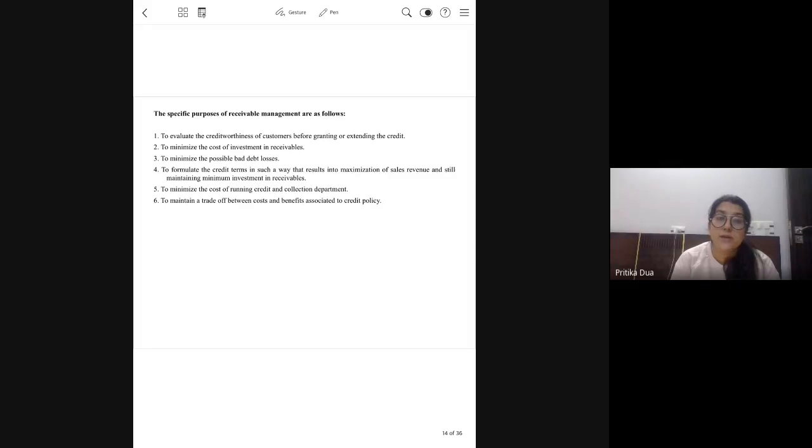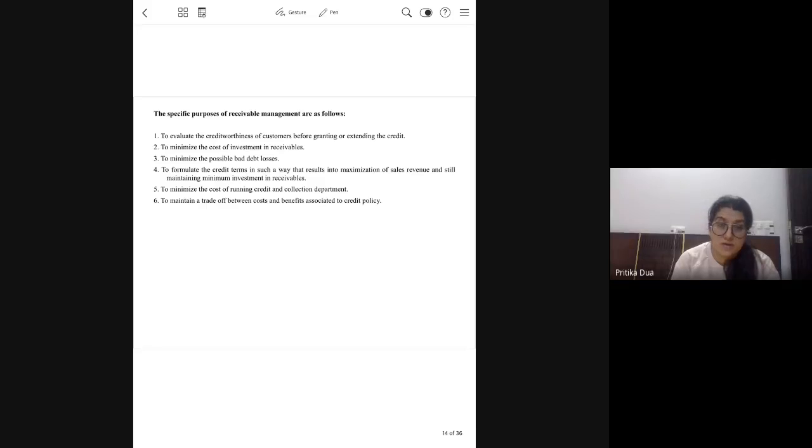Then next is to minimize the cost of investment in receivables, to minimize the possible bad debt losses. Okay, so bad debt losses कैसे आप minimize कर सकते हो? By checking the credit history of the customer. Next is to formulate the credit terms, minimize the cost of running credit and collection department, and to maintain a trade-off between the cost and benefits associated with the credit policy of the firm.